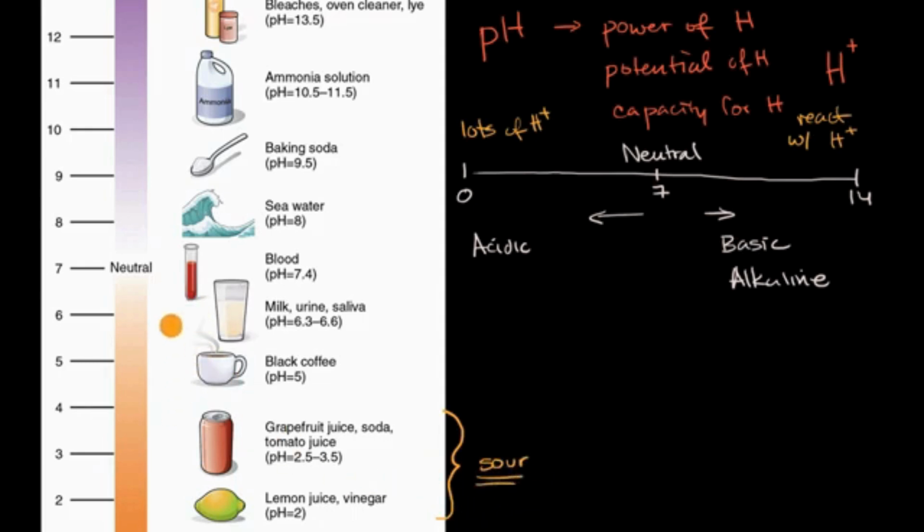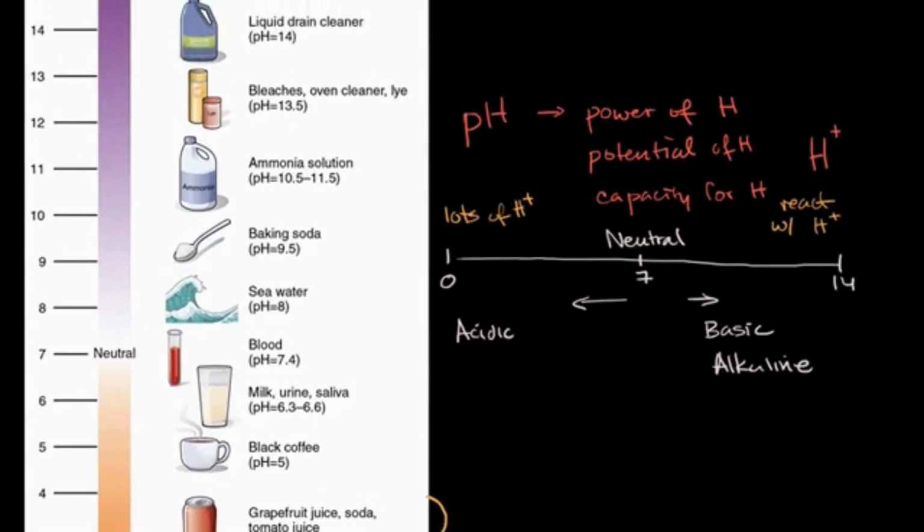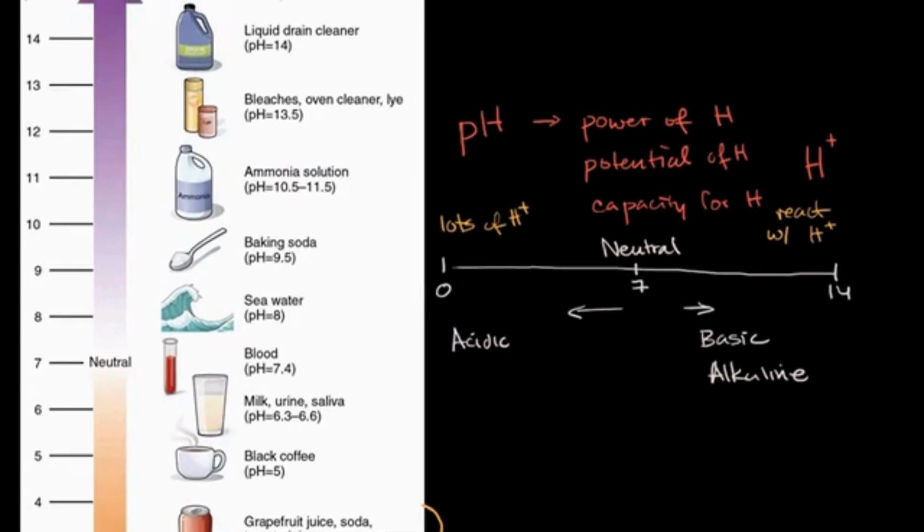While if you go to the other end of the spectrum, things that are basic would be things like bleaches and ammonia solution, and we can even go super basic to liquid drain cleaner. And these are going to have more of a slimy texture to it. In fact, even soap is quite basic. And of the basic things that you could eat, you might have a bitter taste associated with it.